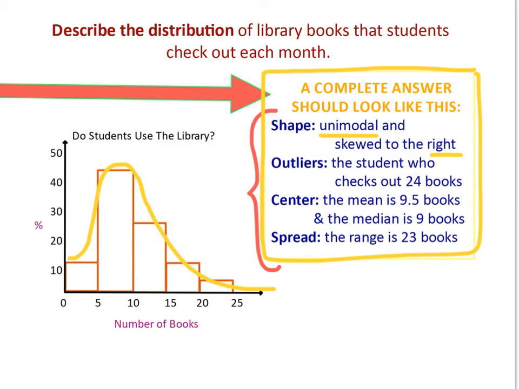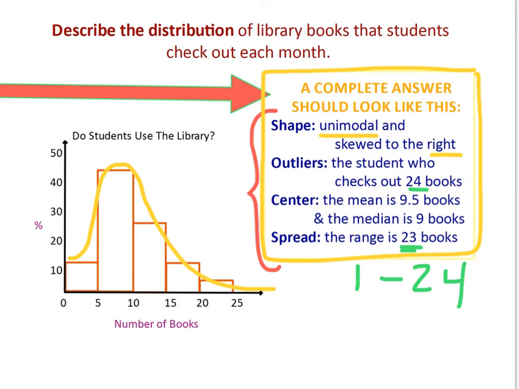For outliers, there was that student who checked out 24 books, and that was a pretty far outlier. If we look back at the dot plot, 24 was very far from everything else, so 24 is probably an outlier. The mean is 9.5, and the median is 9. The spread is 23 books. That is the range because my books go from 1 book to 24 books, which gives me a range of 23 books.